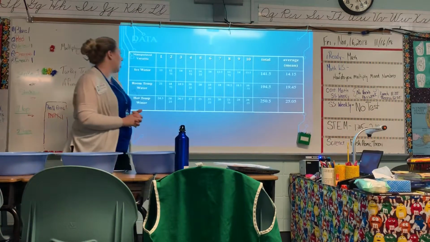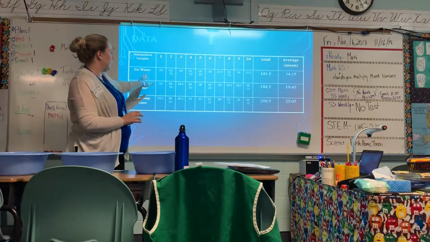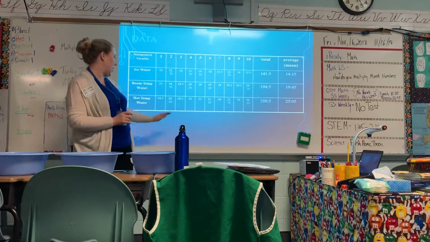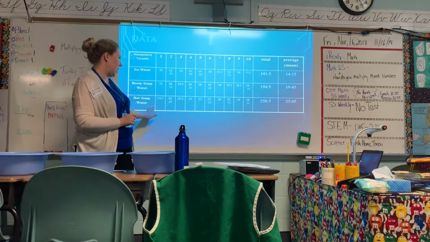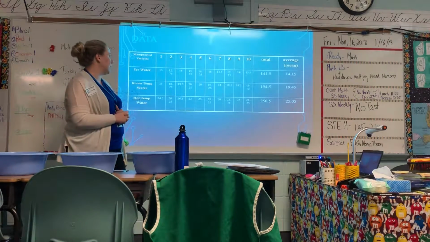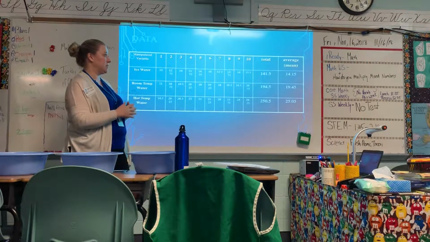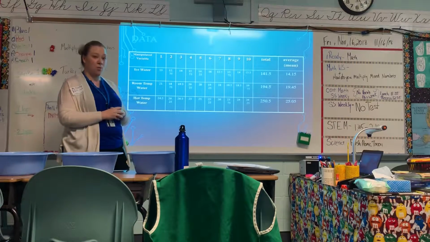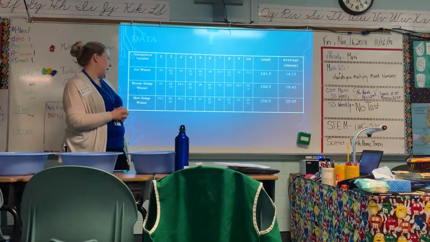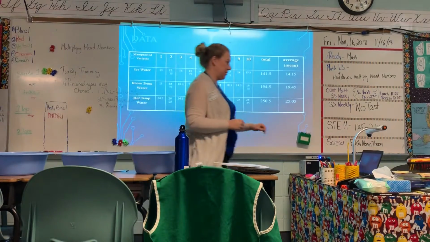And this is our chart. You can see for ice water we had 10 trials, for room temperature water we had 10 trials, and for hot water we had 10 trials. Our average balloon circumference was 14 centimeters for the ice water. Our average for the room temperature water was about 19 centimeters. And for the hot water, the circumference of the balloon was about 25 centimeters.